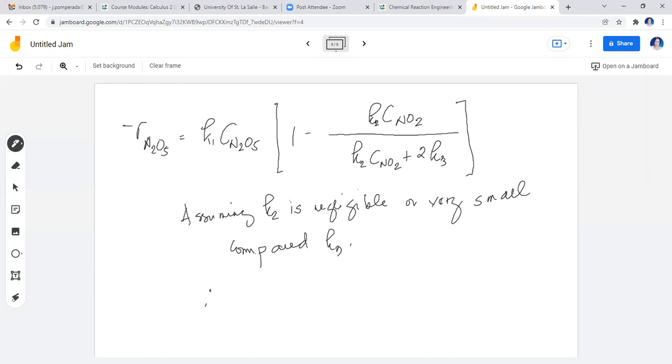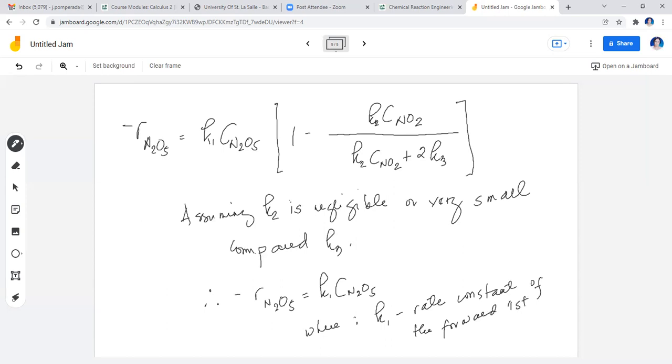So therefore, the mechanism that is provided by OG is okay in terms of it representing the first order decomposition of dinitrogen pentoxide. We say here where K1 is the rate constant of the forward first step reaction.